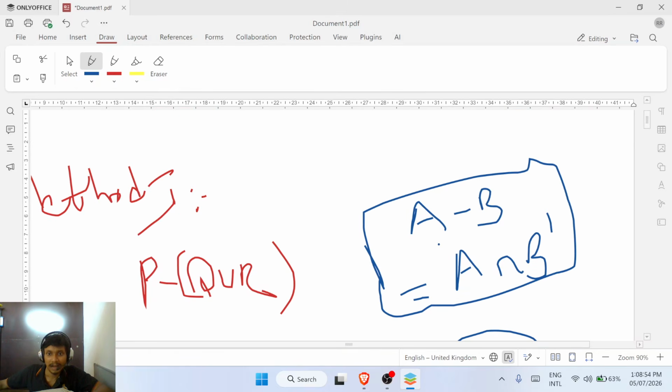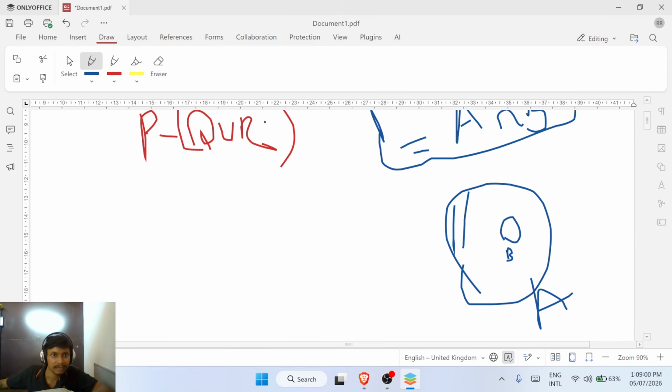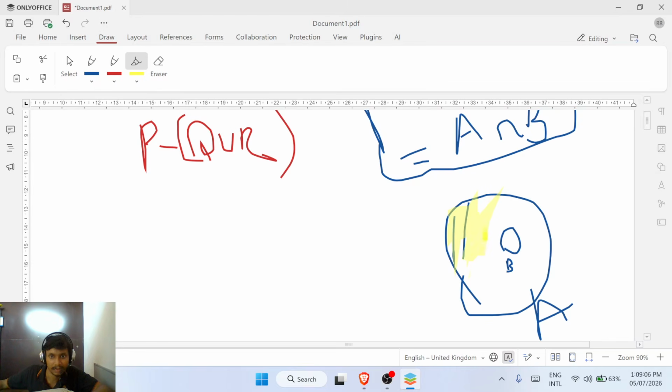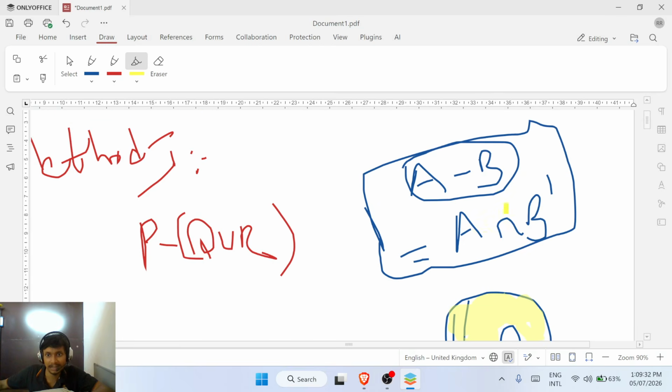Our question is A minus B. Now I'm coloring the A minus B in yellow. This yellow part is A minus B, because the whole part is A, the big circle is A, and the small circle is B. A minus B is A without B. That is A intersect B dash.